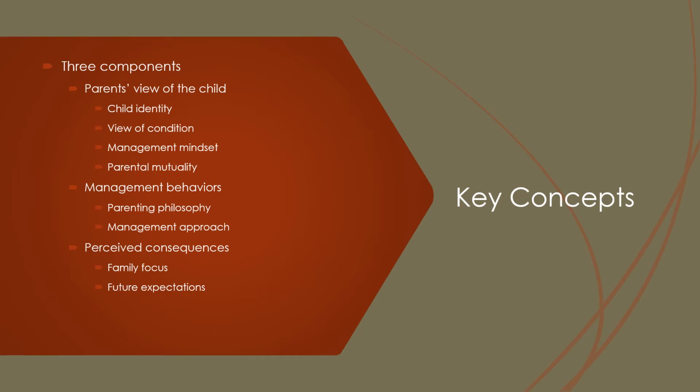Lastly, this component looks at parental mutuality. How similar are the parents' perceptions on how they view their child and how they will manage the situation? The second component, management behaviors, has 2 dimensions that look at parenting philosophy, where the parents look at their beliefs about their ability to care for a child with a chronic condition, and their management approach. Are they confident in their ability to manage the child's condition? Or do they view the child and the situation as taxing or difficult? Or do they feel short and insufficient to care for their child?